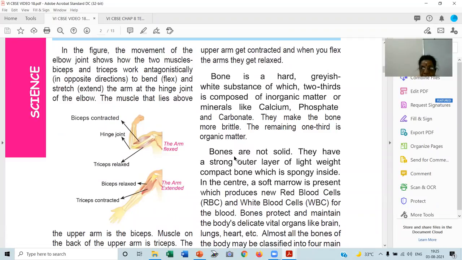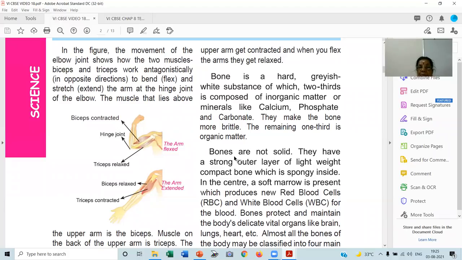Movement in arms. As biceps contract, triceps relax. This is arm flexed. If you scroll, arm flexed. When you stretch your arm, that is arm extended, where biceps get relaxed and arm extended. Here the triceps will get contracted. I hope you understand.